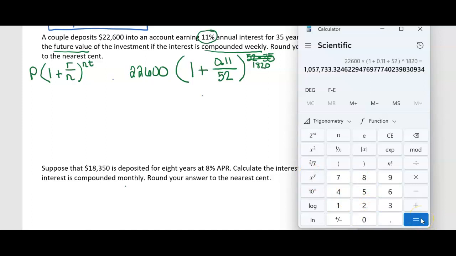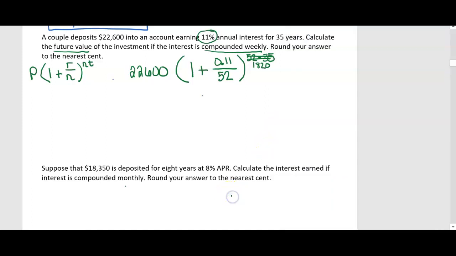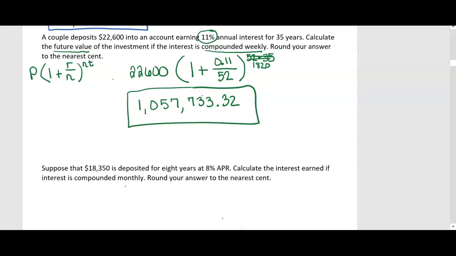And you can see we're going to have a lot of money. We're going to have $1 million and some at the end of 35 years. So again, we want to round to 2 decimal places, and 4 tells the 2 to stay, so we're going to have 32 cents. So $1,057,733.32. That's a pretty good deal right there.